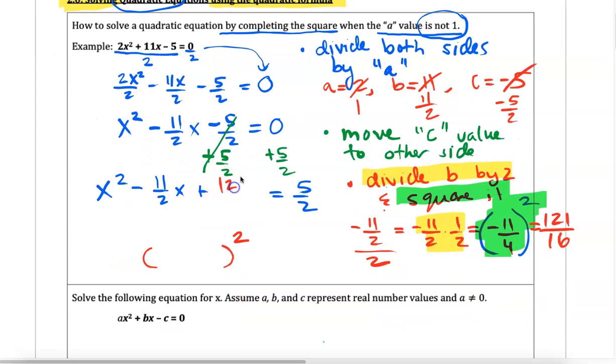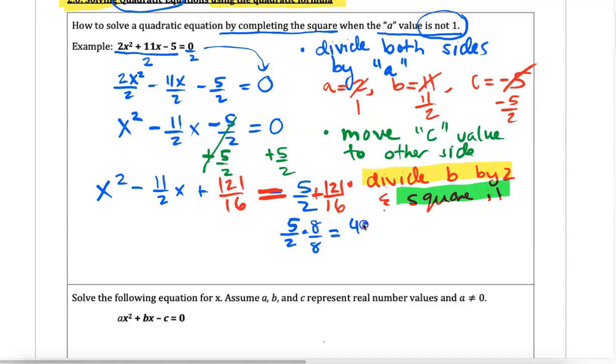So I'm going to add 121 over 16 to the left side. But remember, I got to keep that equation balanced. So I got to add 121 over 16 to the right side as well. So then I'm going to have to do some common denominator work over on the right side so I can make that into one fraction. So what I'm going to do with my 5 halves is multiply by 8 over 8, because that will allow me to have a common denominator of 16. So my 5 halves will turn into 40 over 16, and now I can add that to 121 over 16, and then I end up getting 161 over 16 on this right-hand side.